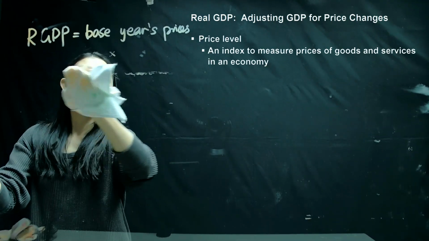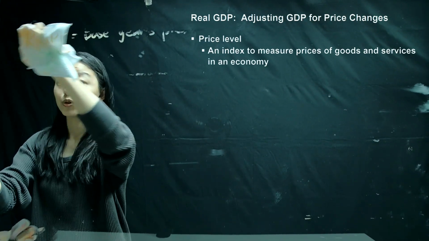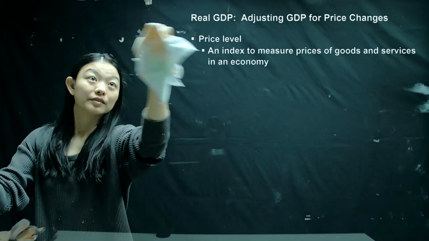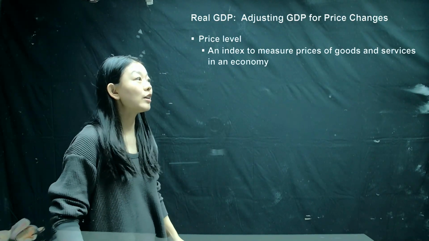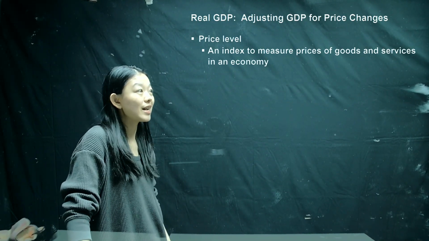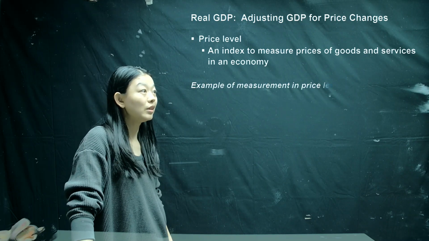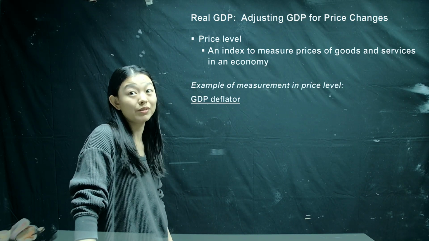Now we would like to see how we can use the nominal GDP and real GDP to compute the GDP deflator. Here the price level is just an index to measure the price of the goods and services in an economy. An example of a measure of price level could be the GDP deflator.